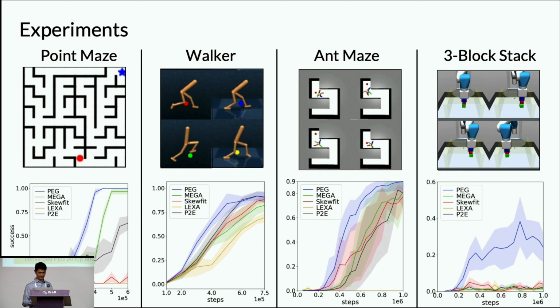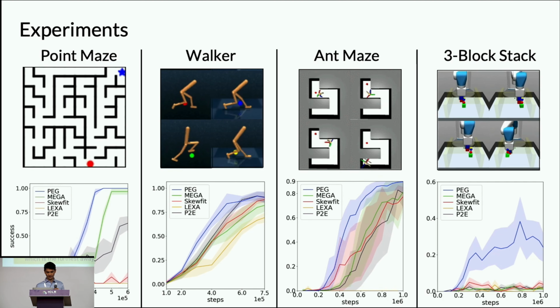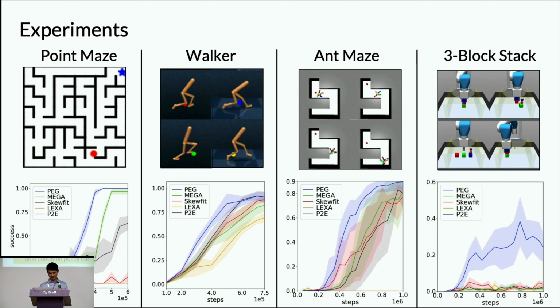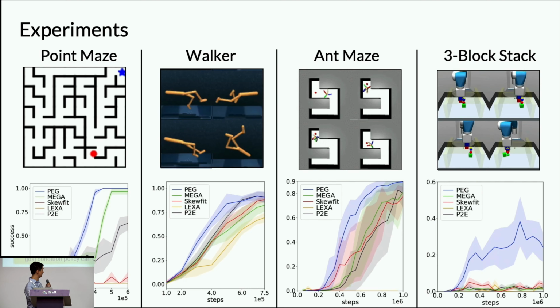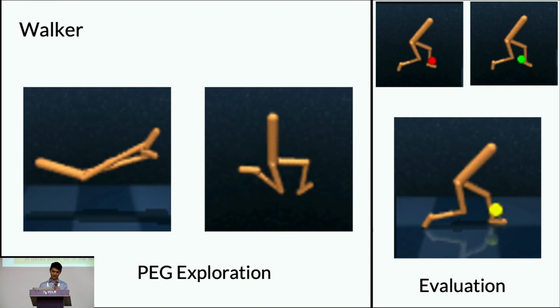So in the point maze, it quickly reaches the top right corner, which is the furthest away from the bottom left spawning point. In Walker, the goal condition policy can do multiple reaching locations, etc. I'll go into a little more detail soon. So in the Walker example, the exploration is quite interesting.